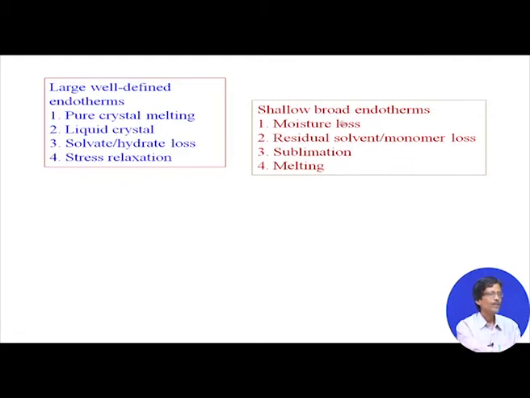The opposite one is a shallow and broad endotherm. It was large and well defined before, but a shallow and broad endotherm is due to moisture loss, which is variable also, because it is not a fixed amount of moisture that we are looking for in the loss. Then residual solvent, or sometimes a monomer, is also lost from the polymeric material. Then the sublimation process and the melting process are accompanied by the corresponding shallow broad endotherms in the DSC plot.